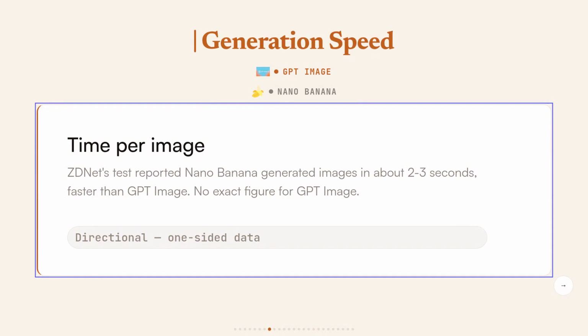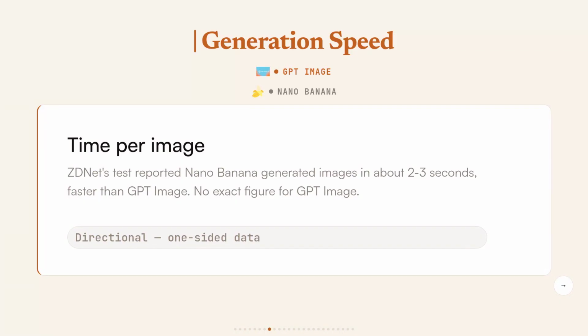Cybernews ran GPT Image 1.5 against Nano Banana Pro and had Nano Banana finishing in 10 to 15 seconds against 30 to 45 seconds for GPT Image. Atlas Cloud tested newer versions and found GPT Image 2 finishing in 5 to 10 seconds. That's actually faster than Nano Banana Pro's 10 to 15 second window in that same test. A separate comparison put Nano Banana 2 at 3 to 5 seconds, well ahead of GPT Image 1.5's 10 to 20 seconds. The sources don't even agree on which version they tested, let alone which one is faster.